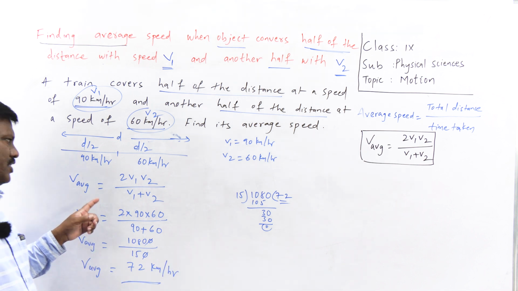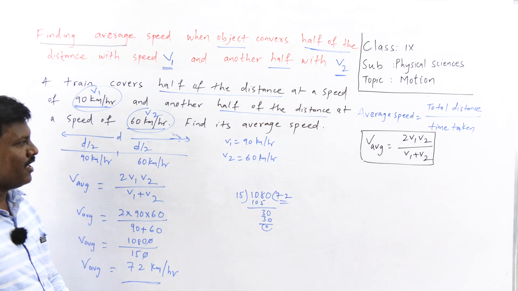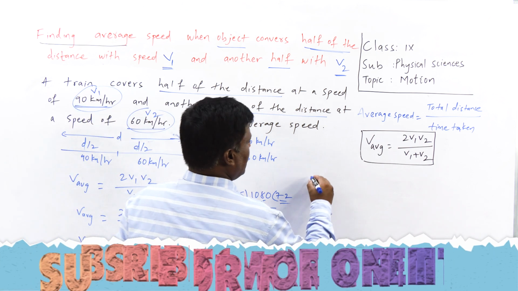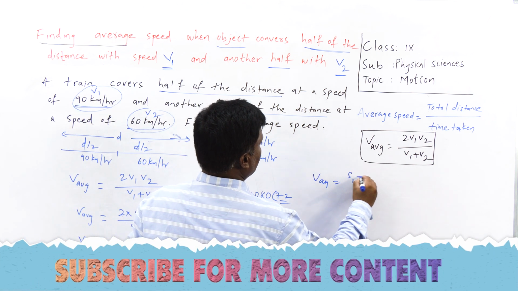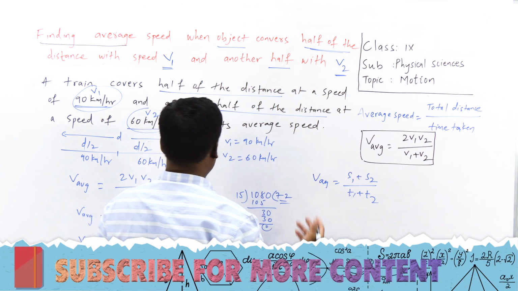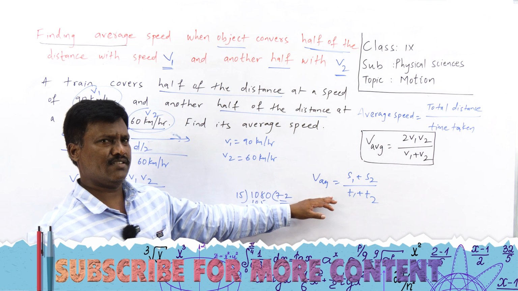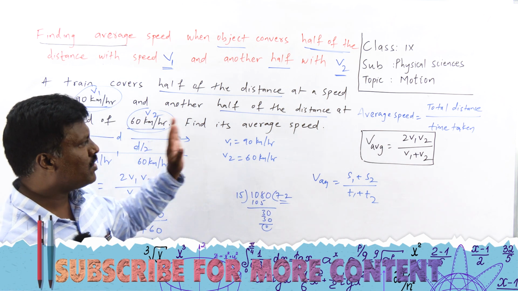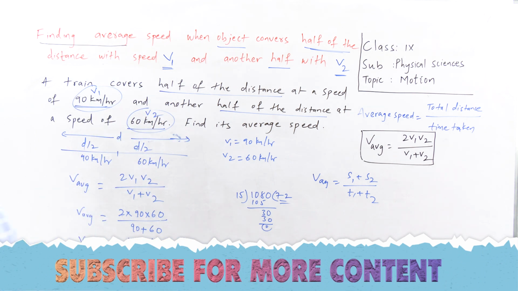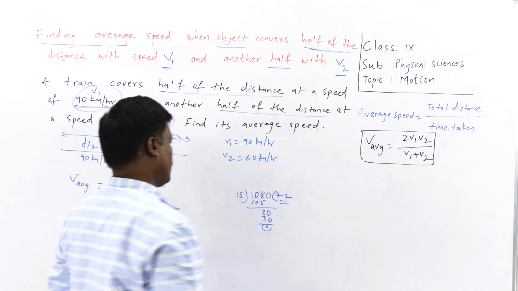So you see, if you use this formula, the problem is finished within 2 steps. If you don't know this formula, then you have to go with the previous one: average speed v equals s1 plus s2 by t1 plus t2. Here time is not given and distance is not given properly, so you have to calculate that. It takes a lot of time, it's a lengthy process. That is why you have to know the shortcuts to solve the problem in an easy way. I hope you understand. Please note down this problem.